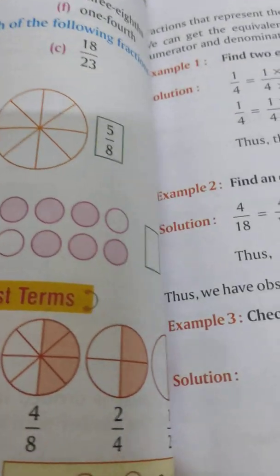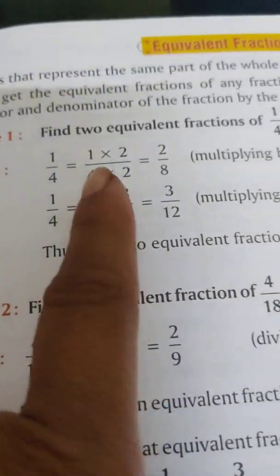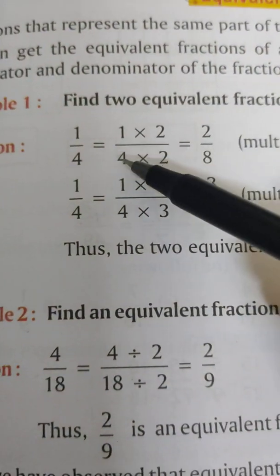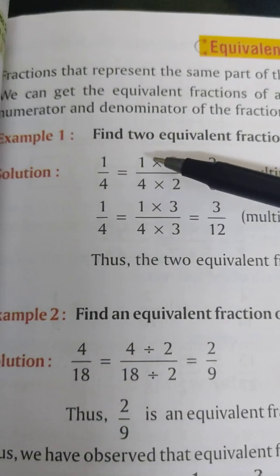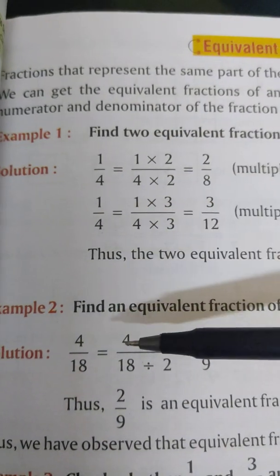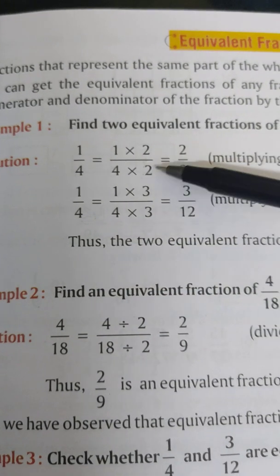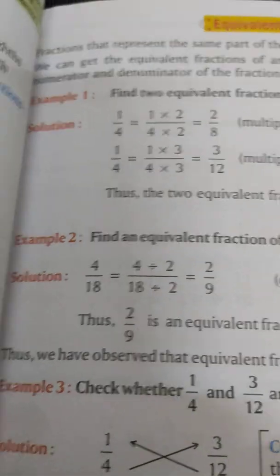Got it? And to find out equivalent fractions, we have to multiply numerator and denominator by the same number. अगर हमें इक्विवेलेंट फ्रैक्शन निकालना है तो हम मल्टीप्लाई और डिवाइड हमेशा न्यूमरेटर डिनोमिनेटर को सेम नंबर से करेंगे. ओके, नाउ लेट्स सी एक्सरसाइज 9 फर्स्ट क्वेश्चन.